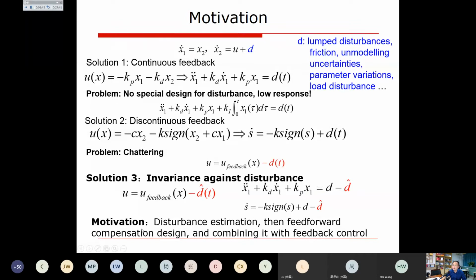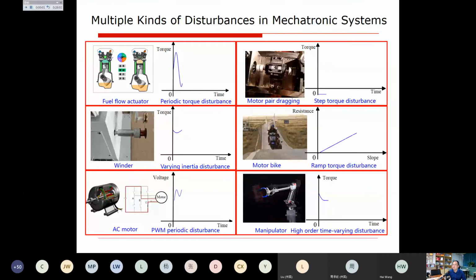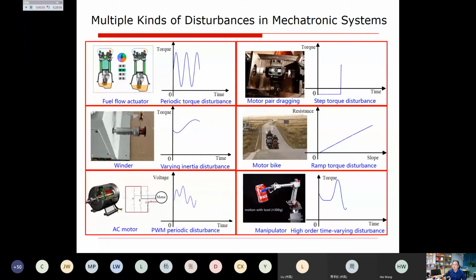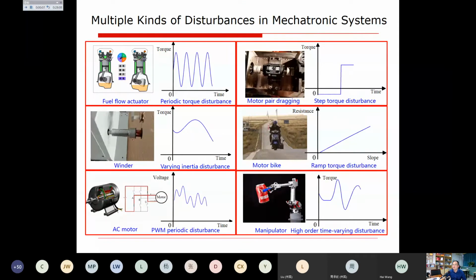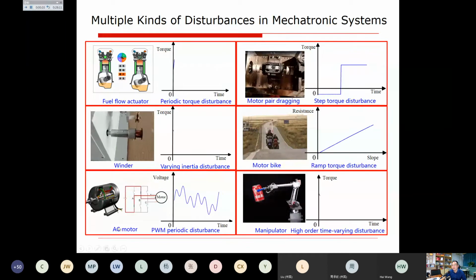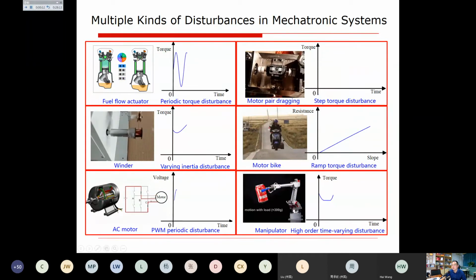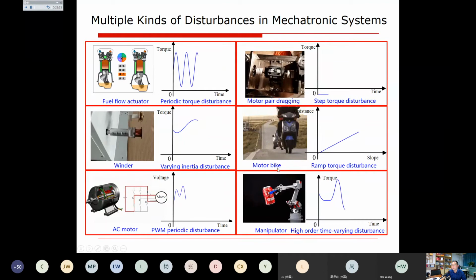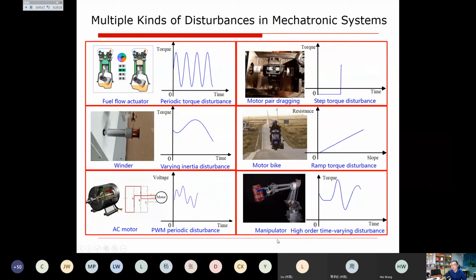So our motivation is that we need to have a modeling and an analysis of the disturbance. Then we can use feed-forward compensation design to replace the integral and to enhance the system performance. So I will show you. There are different mechatronic systems, like fuel flow actuator, like winder, like AC motor, like motor pair dragging, motor bike system, manipulator.